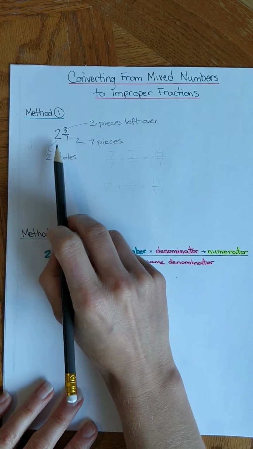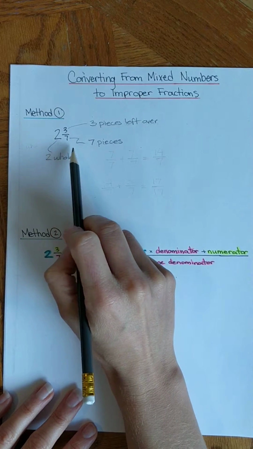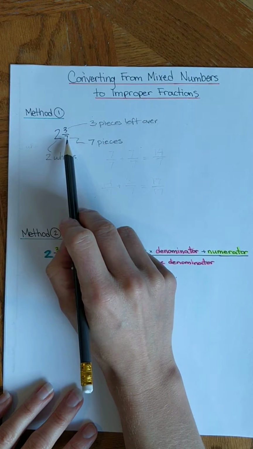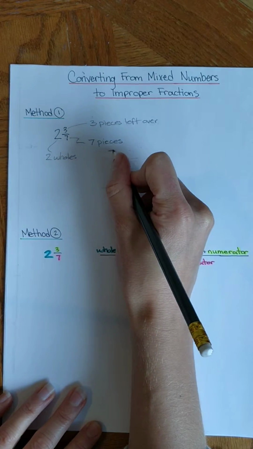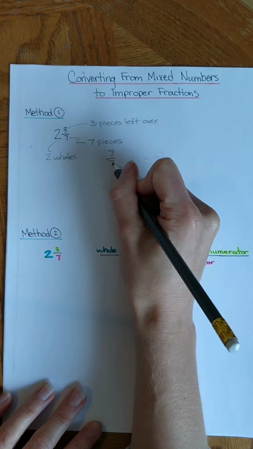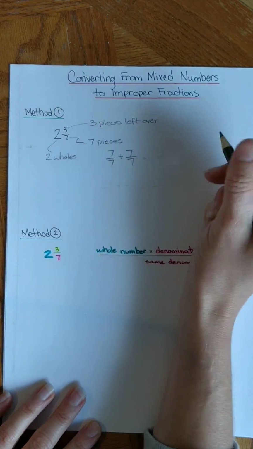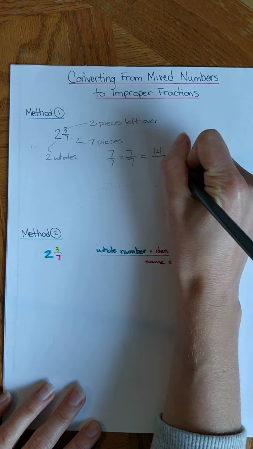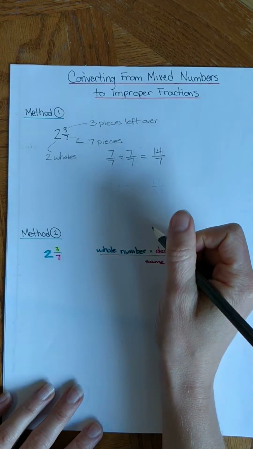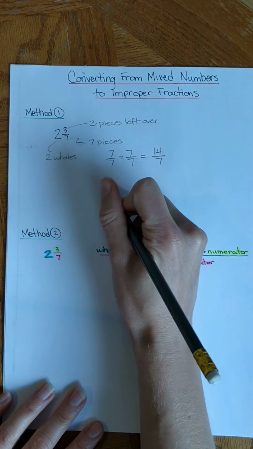So what we're going to do is rewrite these wholes. Each whole we're going to write as 7/7, because 7 pieces out of a possible 7 makes 1 whole. So we're going to rewrite both of our wholes as 7/7. When we put those together, it gives us 14/7.